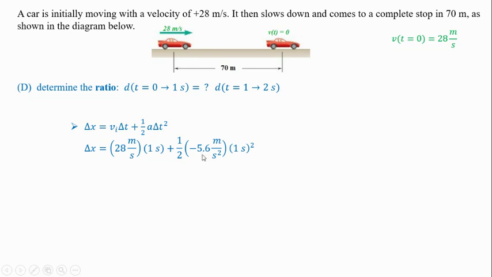My acceleration, I just carry from the previous parts. And then my time interval here is 1 second. By doing so, I can find the distance covered during the first second. Pretty straightforward. So if you simplify your calculator work and sum up stuff, it should give you 25.2 meters.